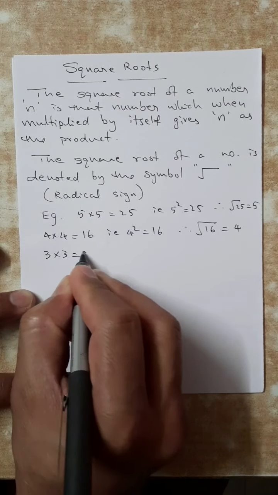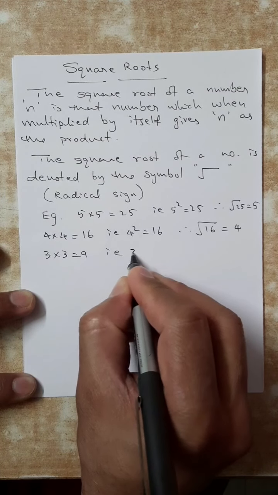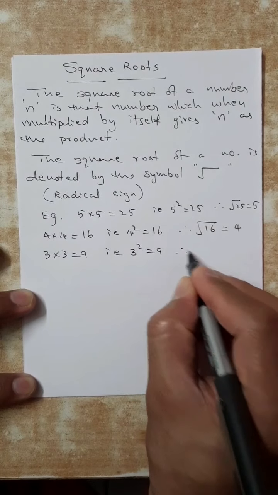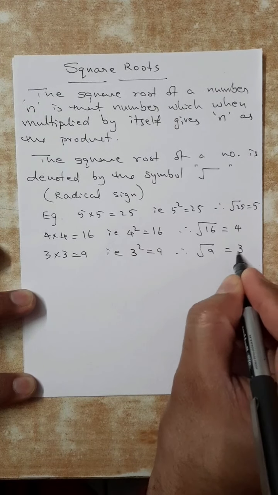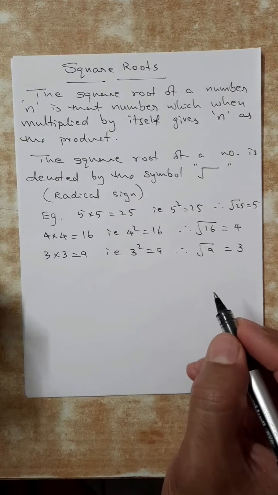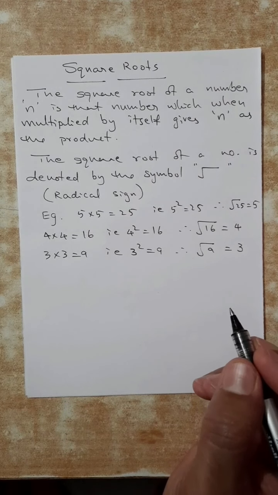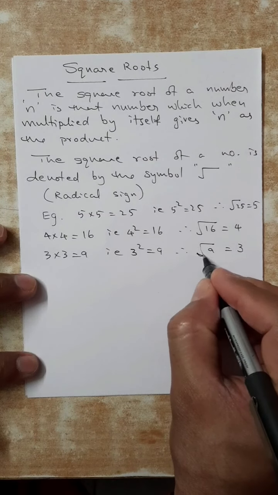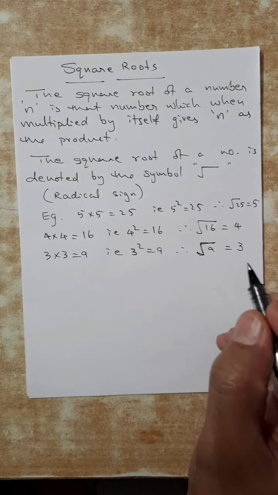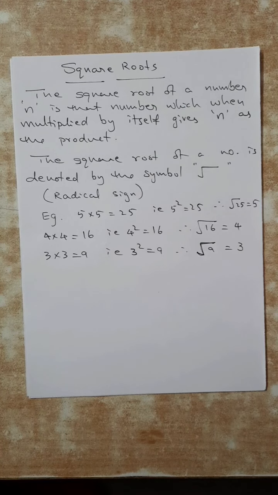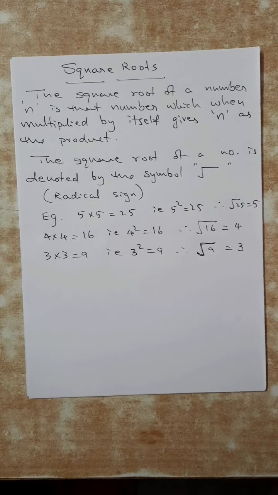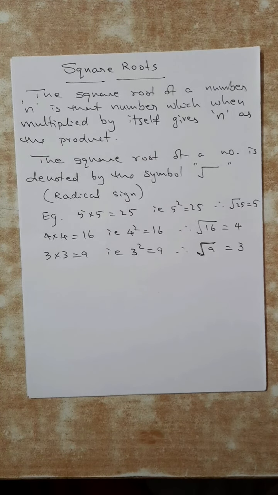3 into 3 equal to 9. Here we can say 3 square equal to 9. Therefore, square root of 9 equal to 3. So this is the concept of square root. Radical sign, simply we draw like this. Now before proceeding, we will revise together a few simple things which we studied in lower classes, which will be useful for this chapter.